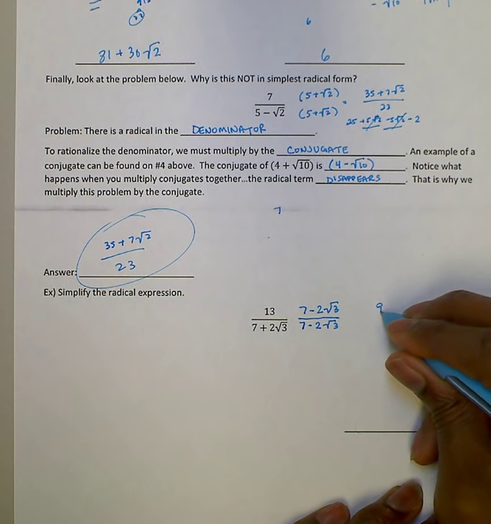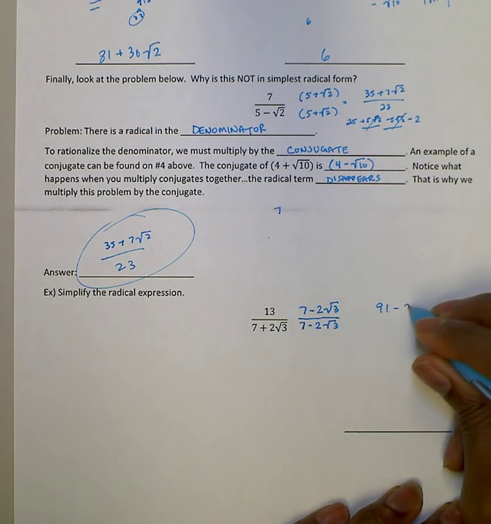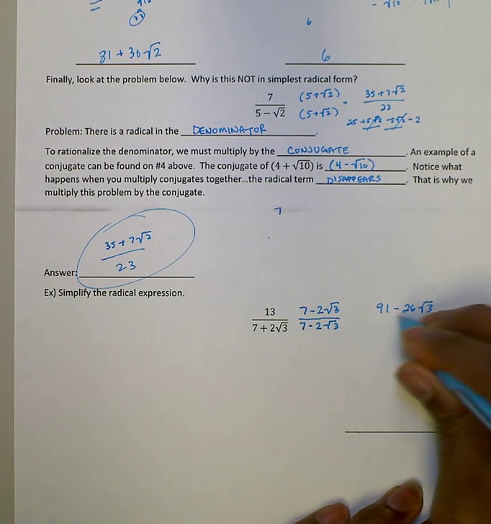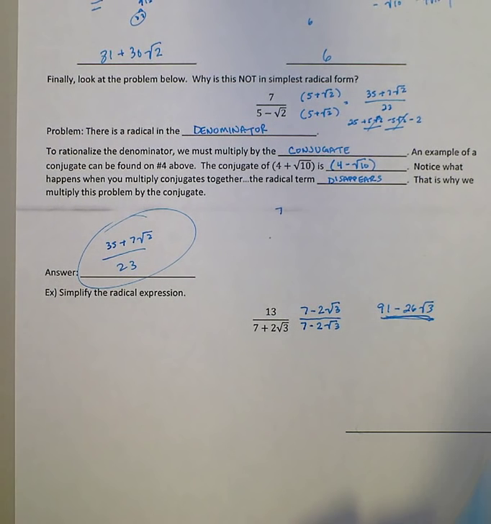91 minus 26 radical 3. Tell me what the denominator is and bring this into class with as your completed notes.